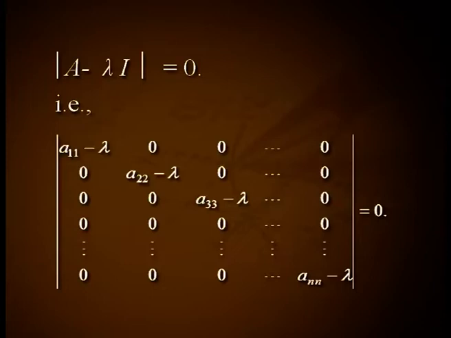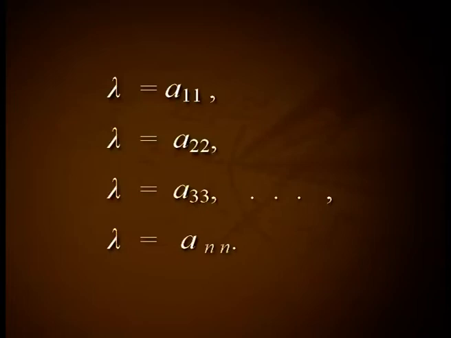That is, (a11 minus lambda) into (a22 minus lambda) into (a33 minus lambda) etc. (ann minus lambda) equal to 0, which gives lambda equal to a11, lambda equal to a22, lambda equal to a33, etc., lambda equal to ann. Hence, the eigenvalues of a diagonal matrix are precisely the diagonal elements.